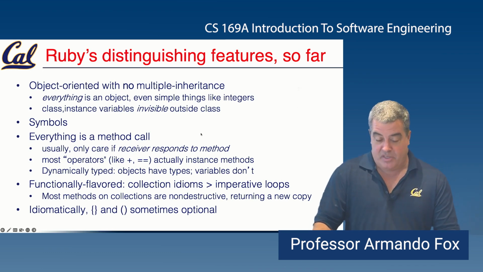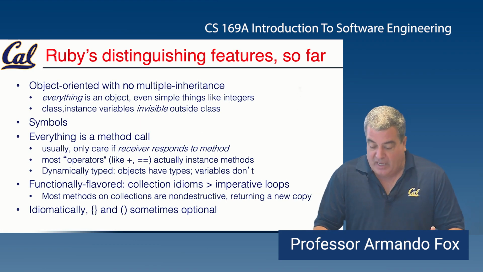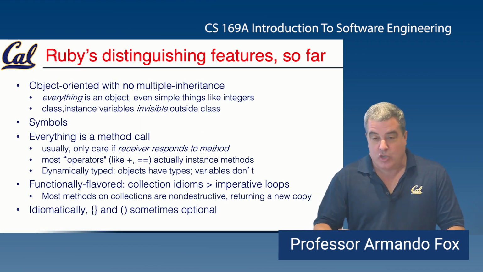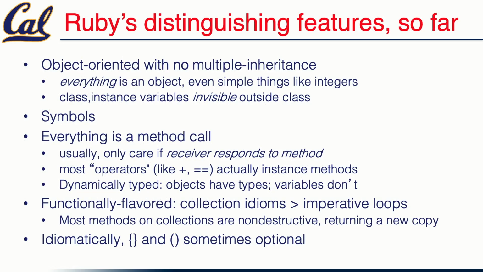Symbols are a thing. Symbols are one of the Ruby idioms that you get used to using. They usually mean this is an enumeration, or this is something that, even though it's sort of string-ish valued, is not just something that could be an arbitrary string.